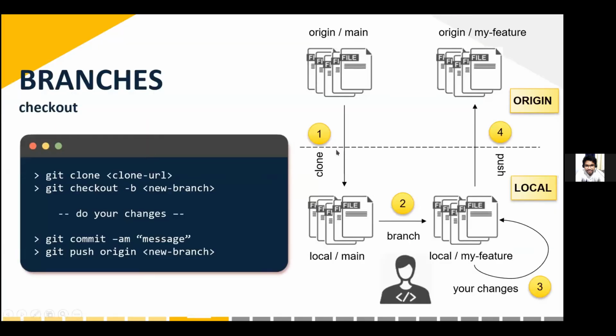Right? Now you understand what these 4 steps are. We cloned it, and then we created the new branch, and we did a change, and we committed, then we pushed it. Now we have origin my feature as well.